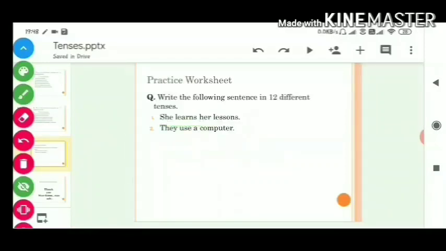For your practice, write the following sentences in all the 12 different tenses. The first example is: she learns her lessons. The second example: they use a computer. Now students, you should do the practice in this way.